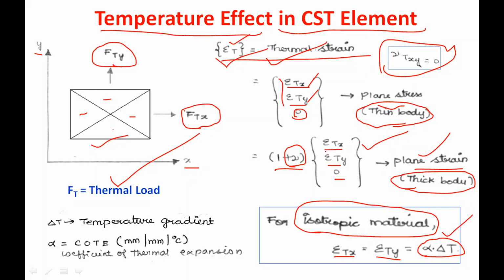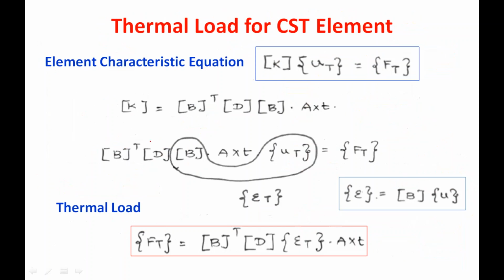In case of an axisymmetric problem, instead of x and y, we will get r and z direction. That is the only difference. After knowing this epsilon T, how to get this thermal load expression? Because we know that only the thermal load can be included in the element characteristic equation. So how to get this thermal load? We will see. So, thermal load for the CST element.